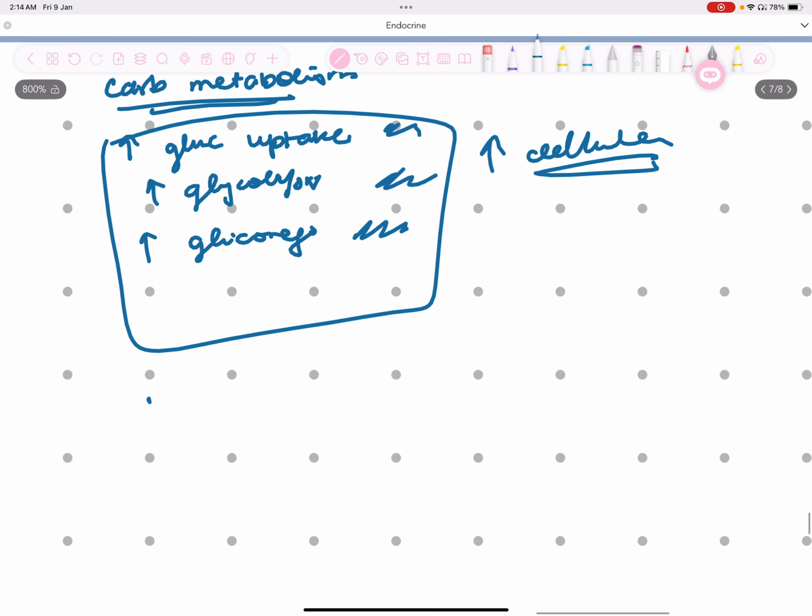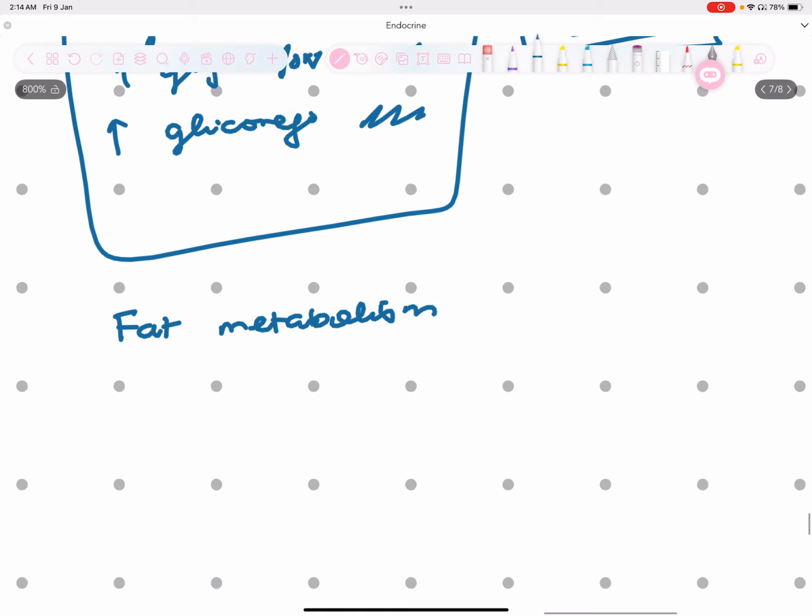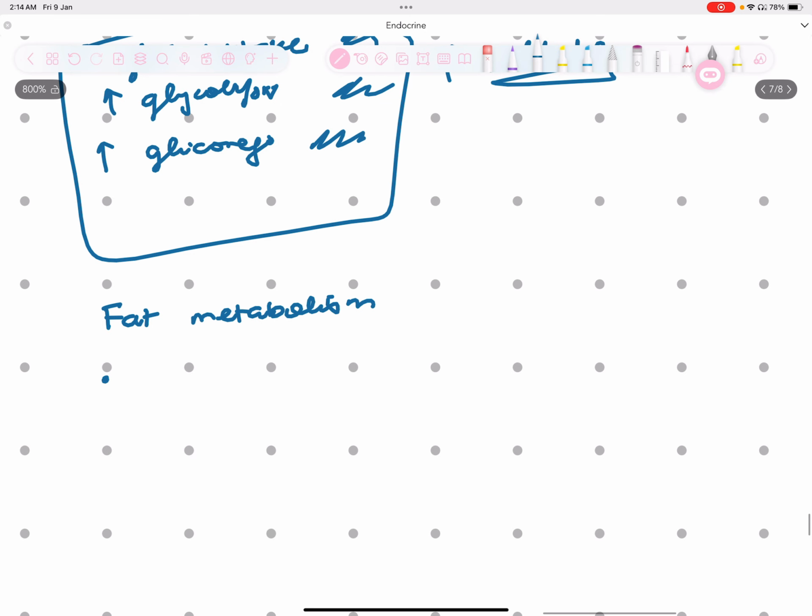When you talk about fat metabolism, again, every aspect of fat metabolism is also enhanced by thyroid hormone. Lipids are mobilized rapidly, which means that from the adipose tissue, the fat stores are decreased and the lipids are freely floating in the blood.